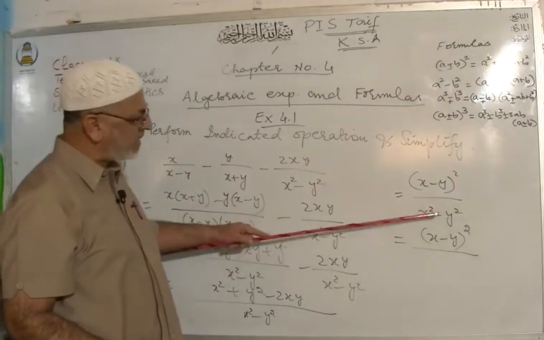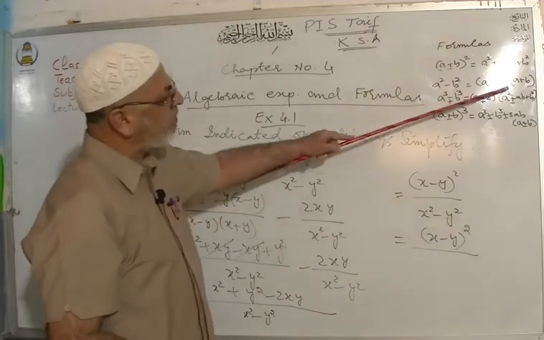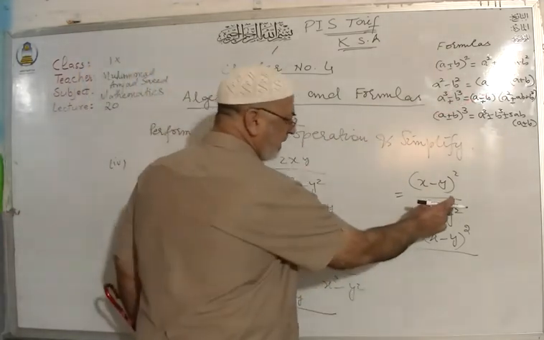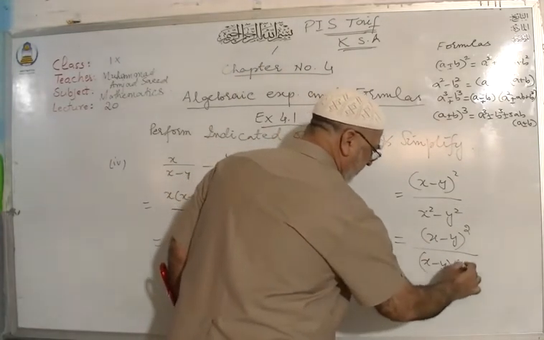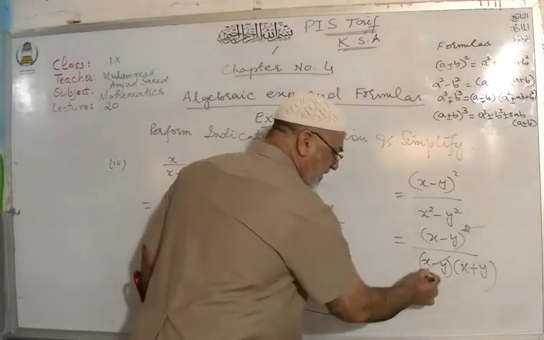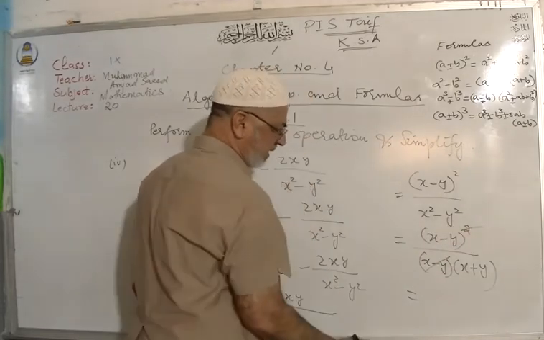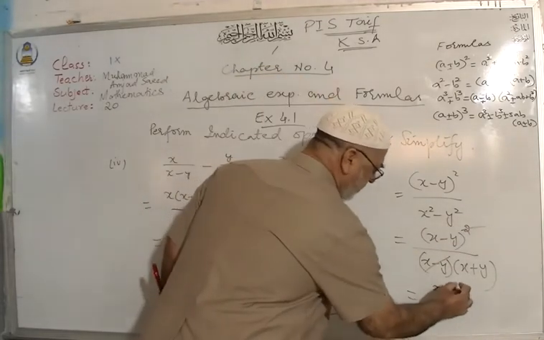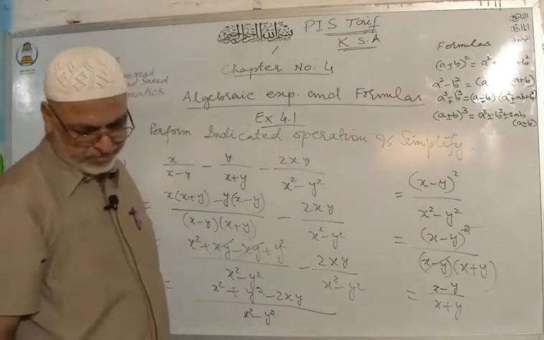Here is your left hand side now. This left hand side is shifted to right hand side simply by removing 2 and 2, once negative and once positive. One power is cancelled with this bracket. Actually there are two, x minus y into x minus y. So one cancelled out, x minus y over x plus y. This is your answer.